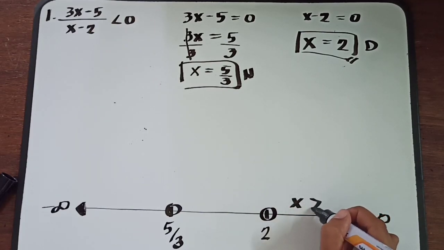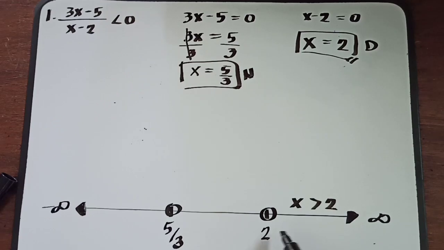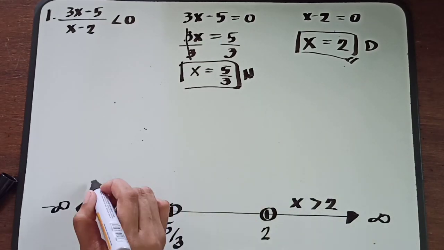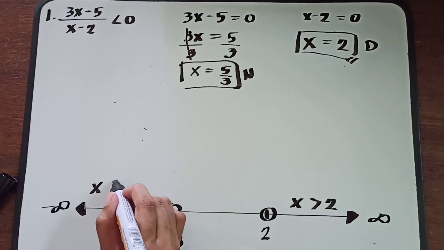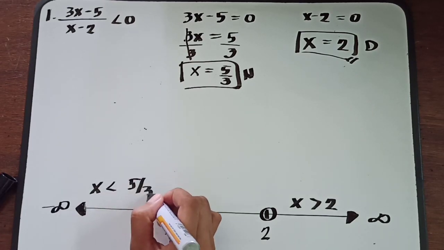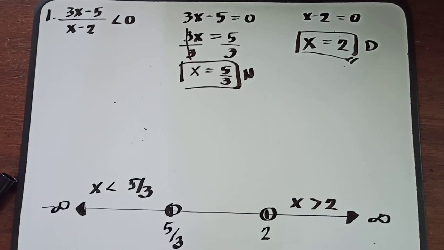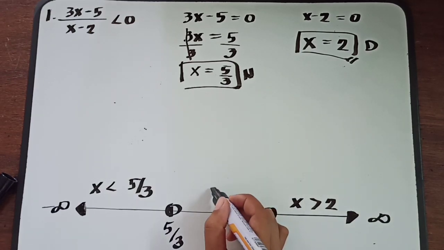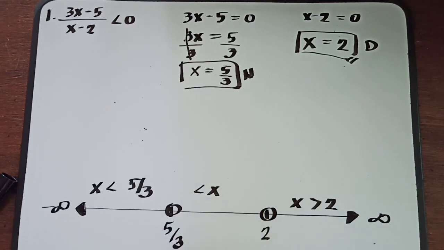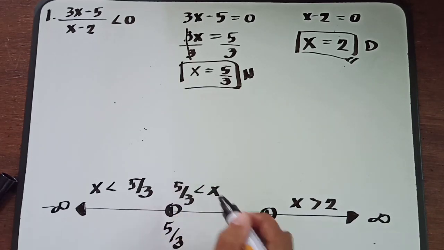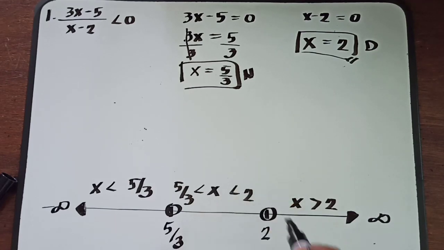So, ano yung hahanapin natin? In the value of x, which is greater than 2, from 2 pupunta doon sa positive infinity, value ni x, which is less than 5 over 3. So, next is the interval between 5 over 3 and 2. So, x is greater than 5 over 3, but less than 2. So, these 3 are the intervals of the given inequality. So, x is less than 5 over 3, x is greater than 5 over 3 but less than 2, and x is greater than 2.